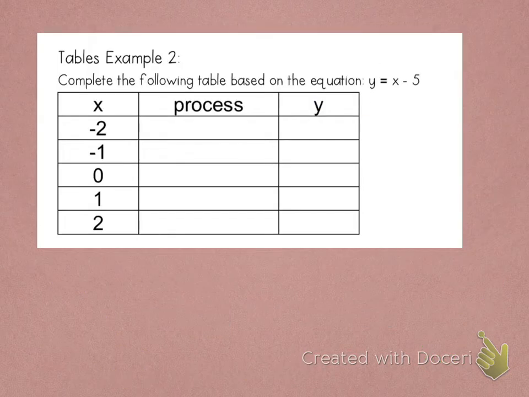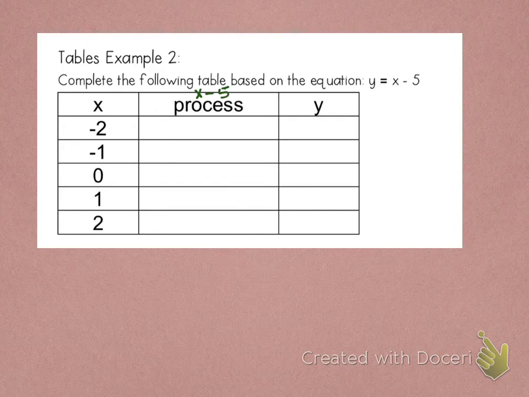Okay, so let's look at number 2. We're going to complete the following table based on the equation. So here we have y equals x minus 5. It tells us what the x values are. So all we're plugging in is your process. So your process is x minus 5.